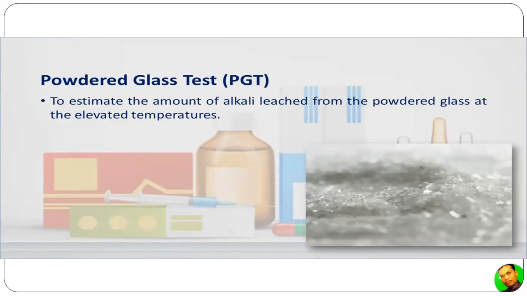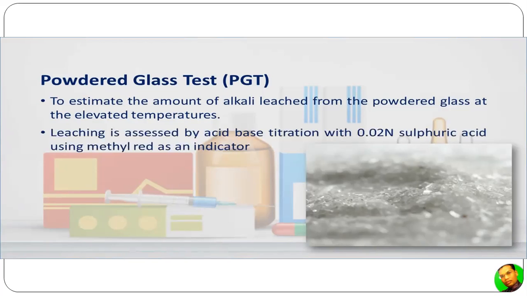PGT is nothing but the powdered glass test. HRT, hydrolytic resistance test. PGT, powdered glass test. The powdered glass test is performed in order to estimate the amount of alkali leached from the powdered glass at elevated temperatures. Leaching is assessed by acid-base titration with 0.02 normal sulfuric acid using methyl red as an indicator.